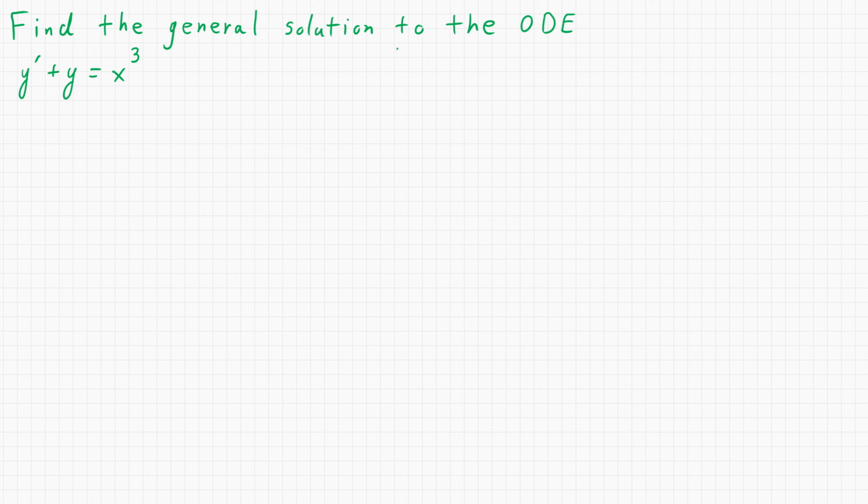Find the general solution to the ordinary differential equation. This one doesn't look so bad, but this x cubed will actually cause us some problems. So it's y prime plus y equals x cubed. That doesn't look too bad. So the first thing though is a little misleading.